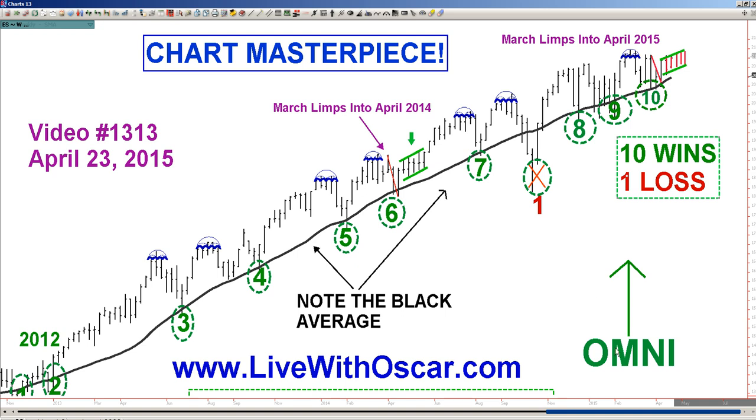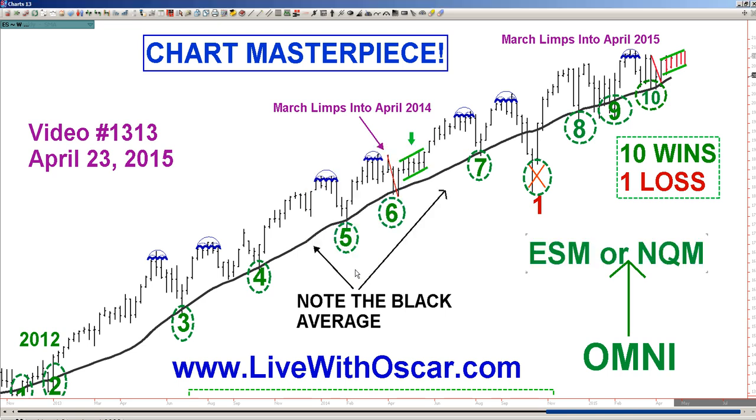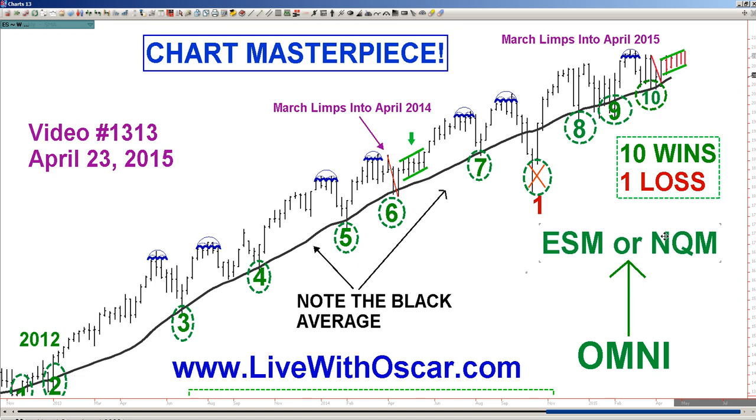Traders, we've got a green OMNI for trading the E-mini S&P. So this is for ESM or NQM on Thursday. We have a green OMNI for the E-mini or the NASDAQ, the S&P or the NASDAQ for trading Thursday.